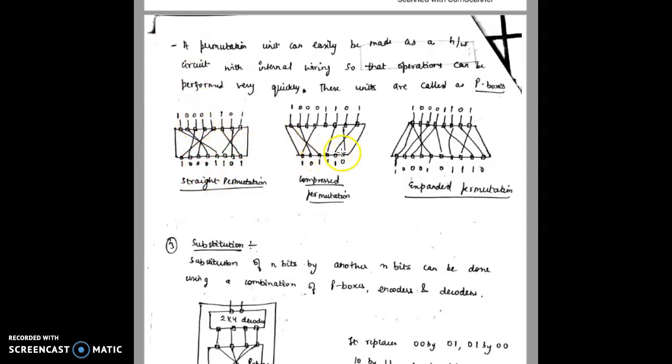In the compress P box, what you are doing is that one or two of the input lines are connected with the output line. That means you are reducing the number of bits. So the opposite is done in the expanded form. Like this one pin is connected to 2. This one gets changed to 1 here and 1 here. You are increasing the number of bits in the ciphertext.